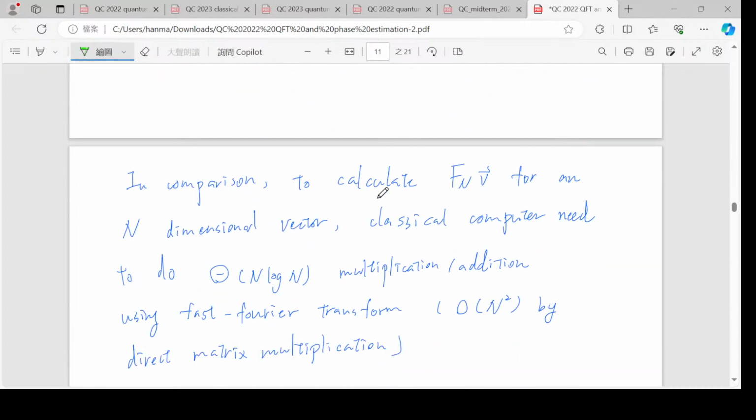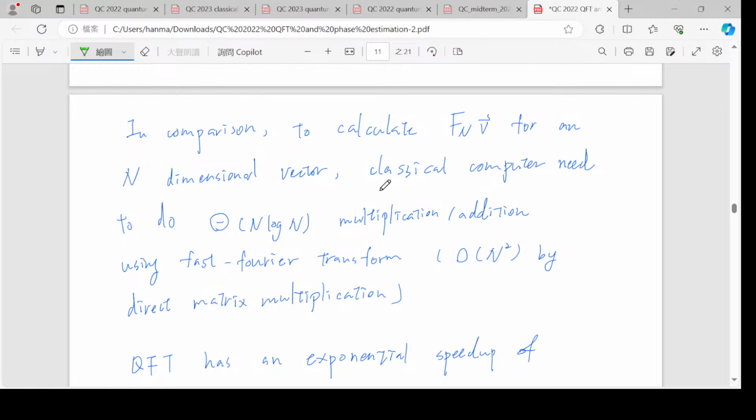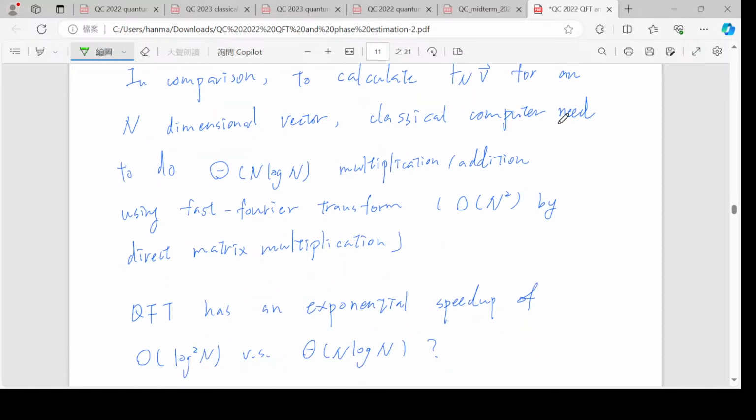Now compare to the classical Fourier transform. Let's just state the fact here. For the classical Fourier transform, you have some vector v and you want to compute F_N of v. With a similar decomposition, the number of operations you need is about theta of big N log N. You need that many multiplications and additions with the so-called fast Fourier transform. And this is already fast, using a similar decomposition to ours.